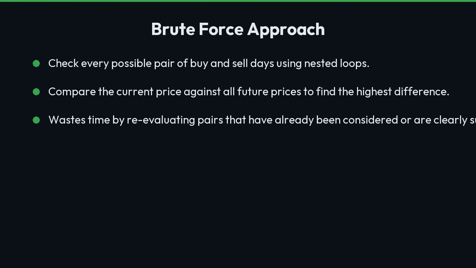A naive approach would check every possible pair of buy and sell days using nested loops. This means comparing the current price against all future prices to find the highest difference. While this works, it wastes time by re-evaluating pairs that have already been considered or are clearly suboptimal. We need a way to make decisions in real time as we scan the list.